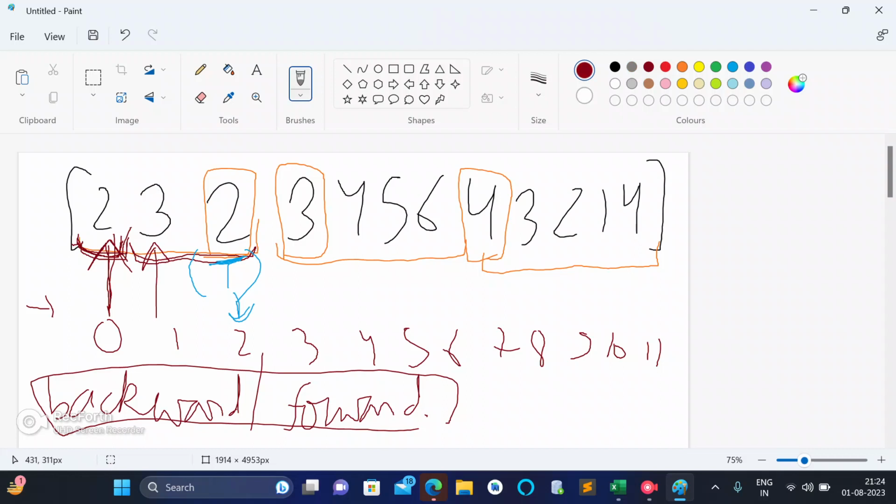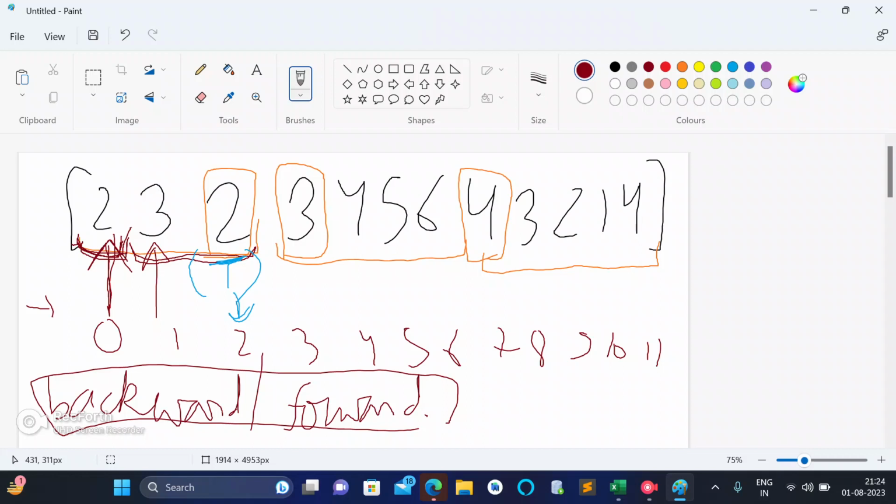Now my pointer moves to another one. I will ask whether this 3, which is present at the first position, has 3 elements which are before the first position. I will say there is only one element which is before the first position. So this 3, which is present at the first position, also fails the backward analysis.